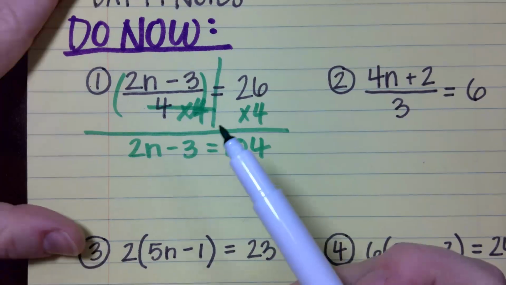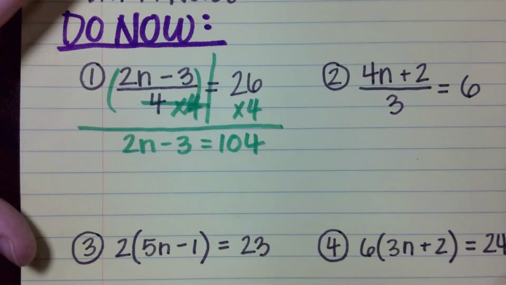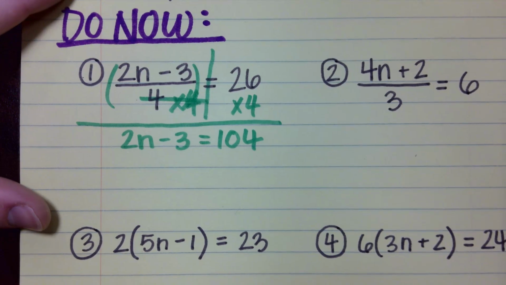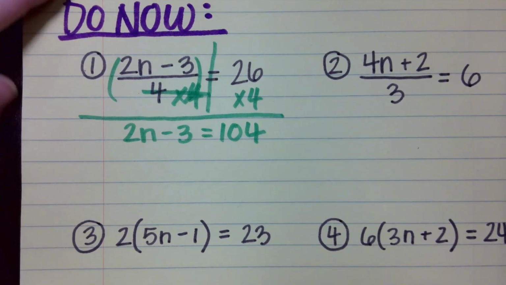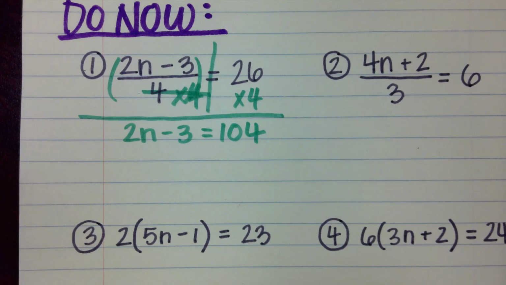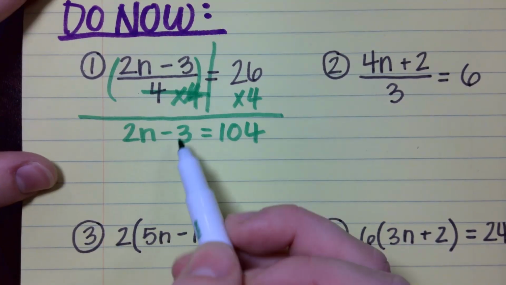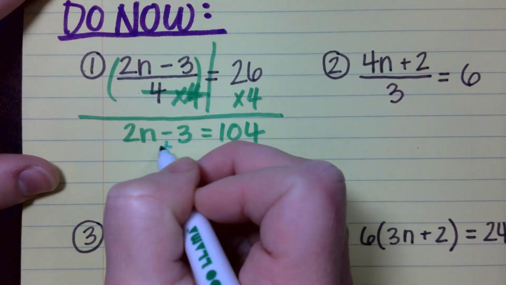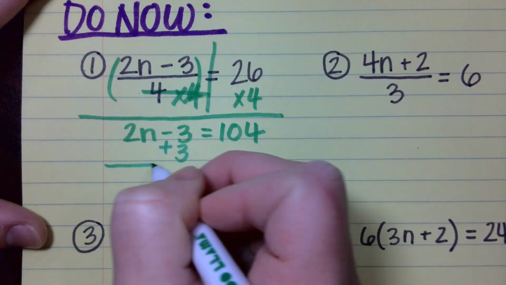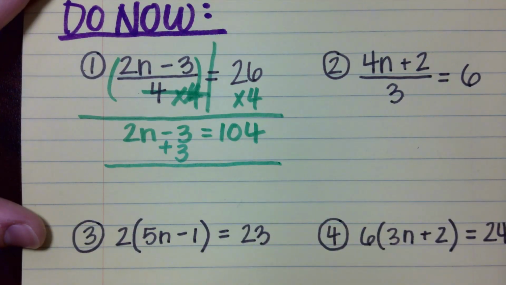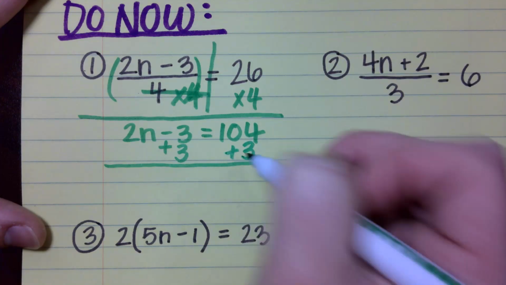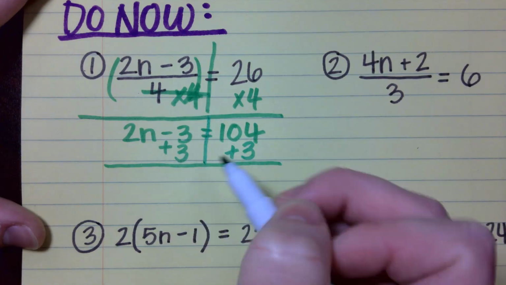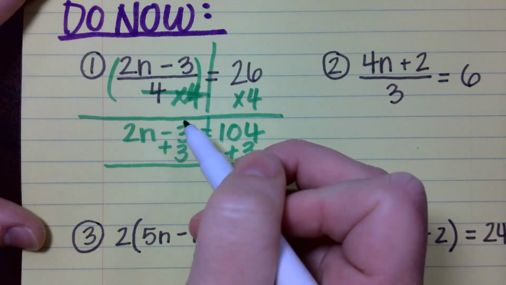Okay, so now we have a brand new equation. 2 times n minus 3 equals 104. What do we do next? 2n plus 3. Yes, we want to get rid of the minus 3, so we will do plus 3. And where else do I need to do plus 3? Under 104. Yes, under 104. We got to keep our equations equal on both sides.